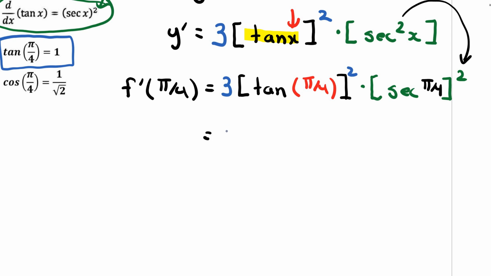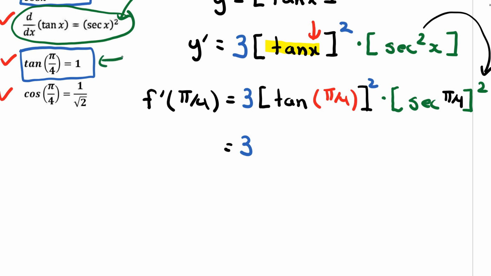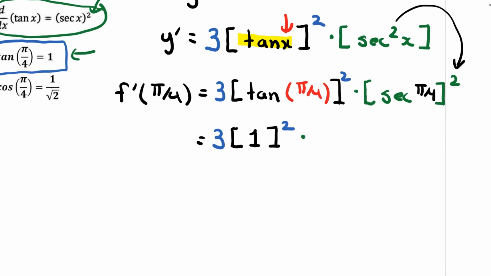Okay, so let's start with the tan expression here, because we know that tan of pi over 4, as indicated before, is just 1, right? So this is all going to be 1 to the power of 2. And then I multiply this by secant of pi over 4, right?